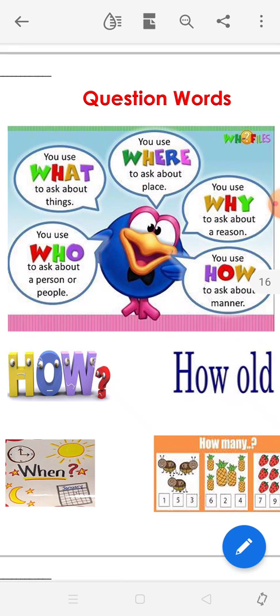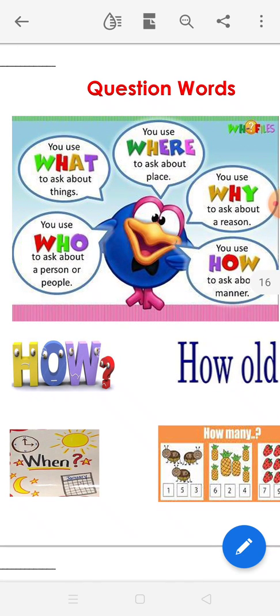How is used to ask about steps or instructions. For example, how do you wash your hands? How is used to ask about steps or instructions. Like how do you wash your hands? Turn on the tap, wet your hands, rub your hands, rinse your hands, dry your hands, turn off the tap.